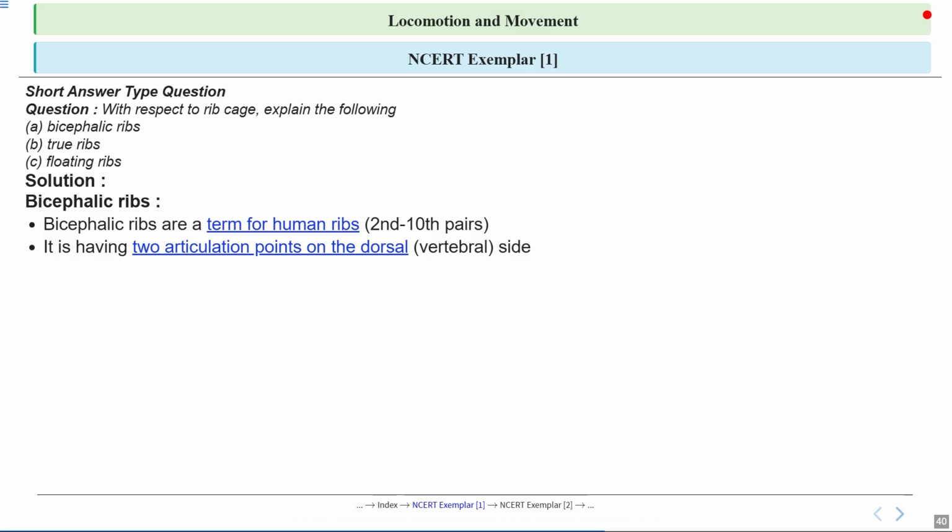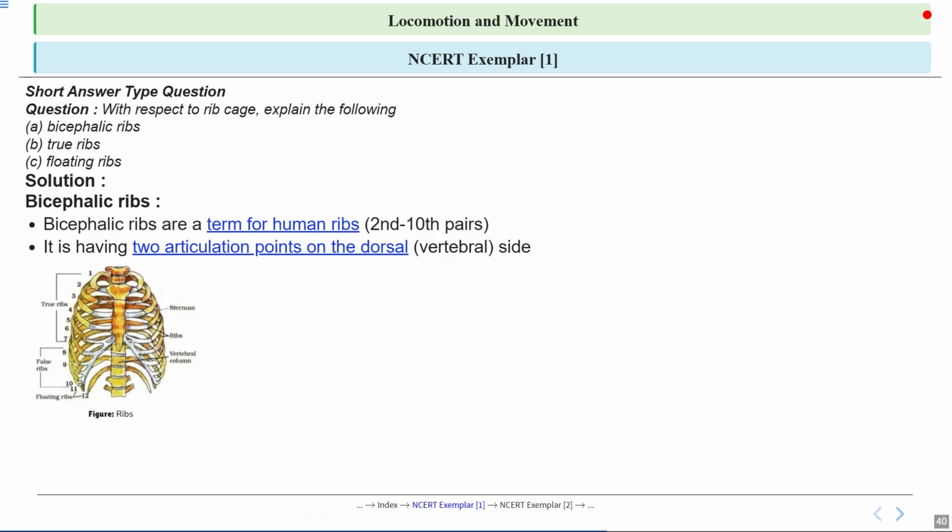Now the given statement here refers to the bone in the vertebral column that has 2 articulation points on its dorsal, or we can say backside, meaning it connects with 2 vertebrae above and below, allowing for flexible movement and structural support in the spine. Now you can see the picture of the ribs.